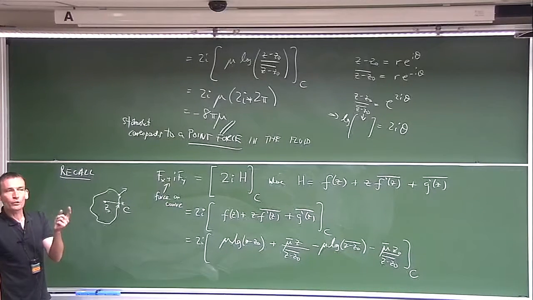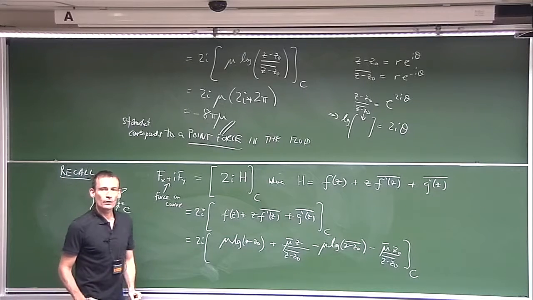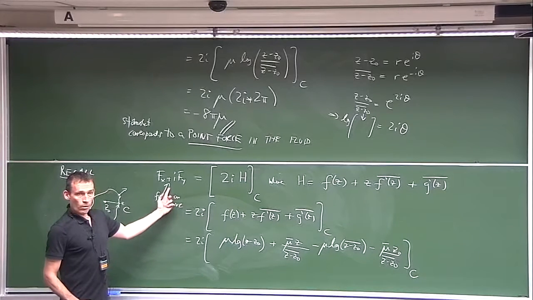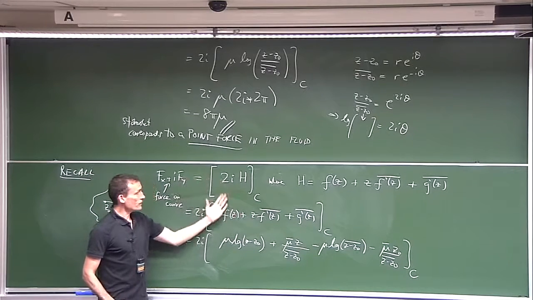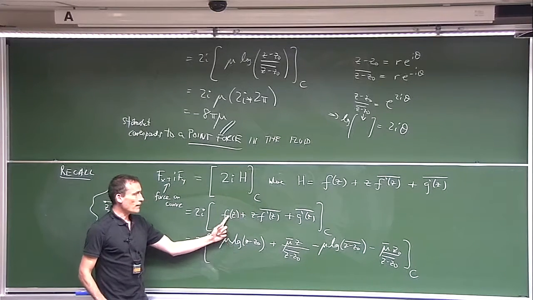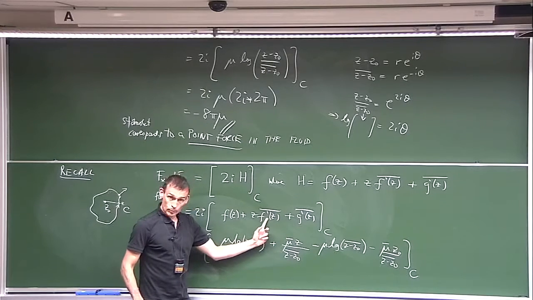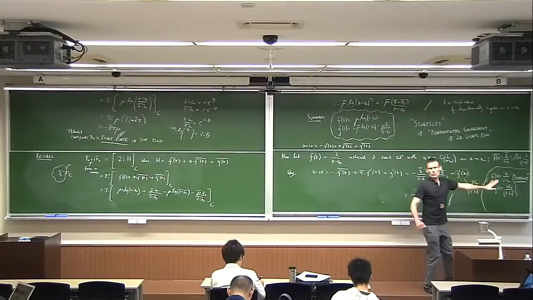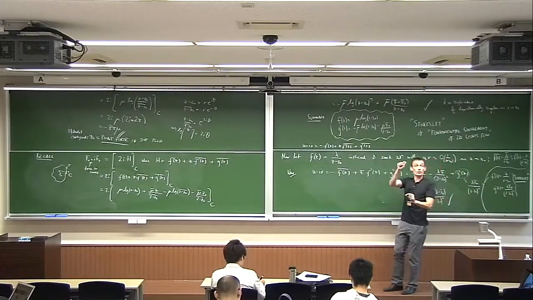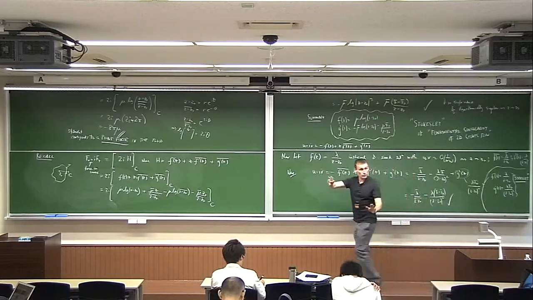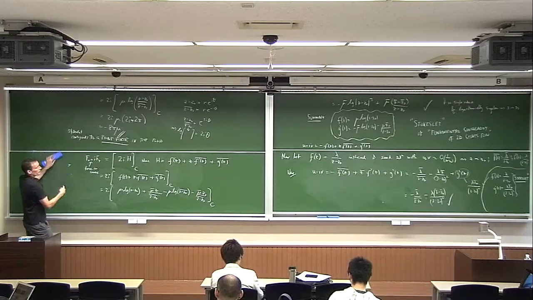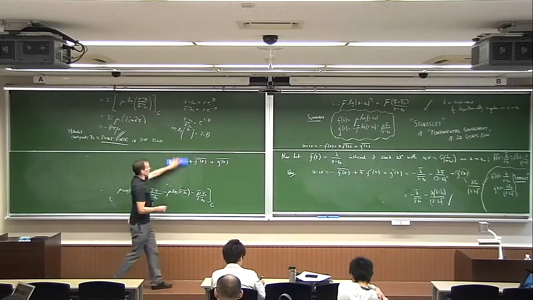What force does a stresslet exert on the flow? Let's do all this again. All of this is still the same. But when I come to here, look, f and g prime and f prime for a stresslet, they're all single-valued. There are no logarithms anywhere. So there's no change in anything as I go around C, and so there's no net force on the fluid. So if I repeat all of this, the stresslet does not exert any force on the fluid.